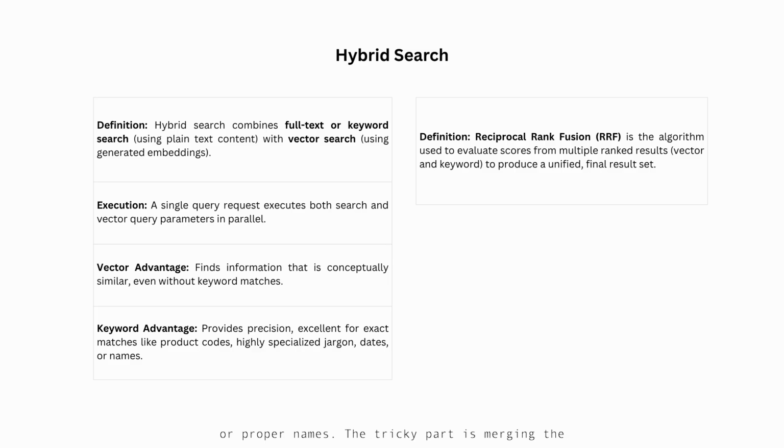The tricky part is merging the two result sets, as they rely on different scoring mechanisms. This is handled by an algorithm called reciprocal rank fusion, or RRF. RRF evaluates the rankings from both the vector results and the keyword results, giving more weight to highly ranked items that appear in both lists. The key insight here is that RRF improves the overall quality and reliability of the final ranking. Developers have found that combining these methods significantly boosts search relevance across real-world datasets.